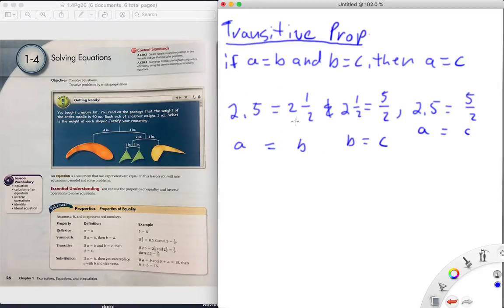So if 2.5 is the same thing as 2.5, and 2.5 is the same thing as saying 5/2, then I can sort of almost think about it as canceling these guys out, right? And what's left over? These two guys. Then I can say that 2.5 is equal to 5/2.